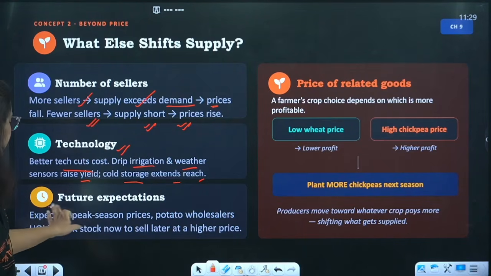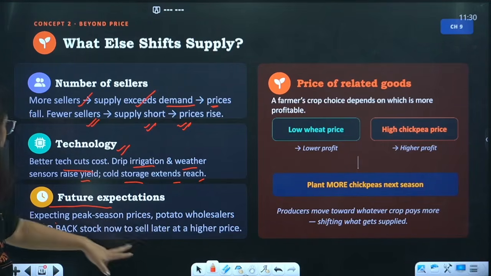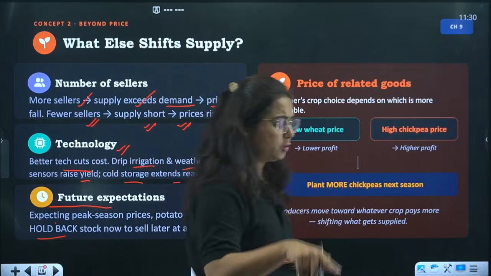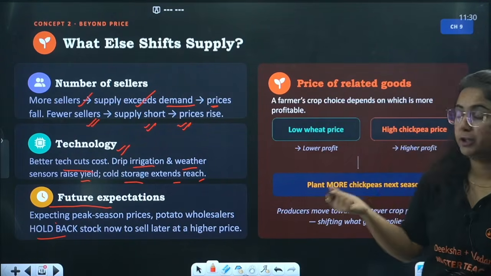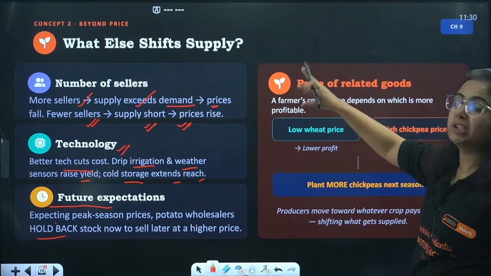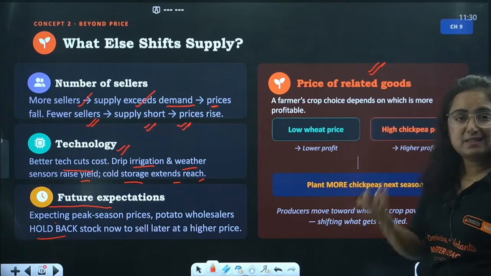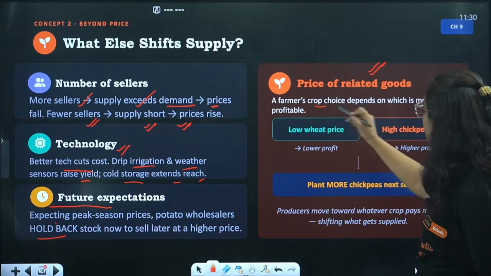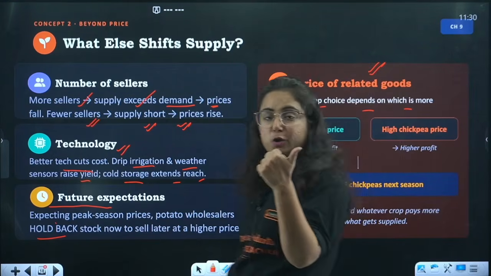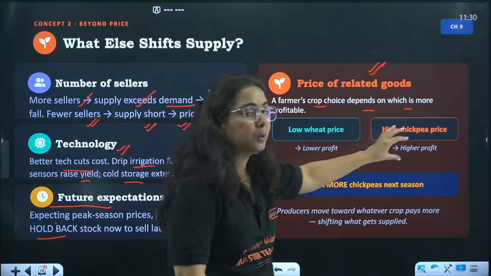So better tech cuts costs: drip irrigation, weather sensors, and cold storage extend your supply in the market. Future expectations, again the same thing: expecting peak season prices, potato wholesalers hold back stocks now to sell later. I will tell a story about holding products, particularly in the agriculture sector. One more factor on which supply depends is the prices of related products. The farmer's crop choice depends on which is more profitable. He has two options, either to grow wheat or to grow chickpea. What did he decide? Whichever was of higher profit.